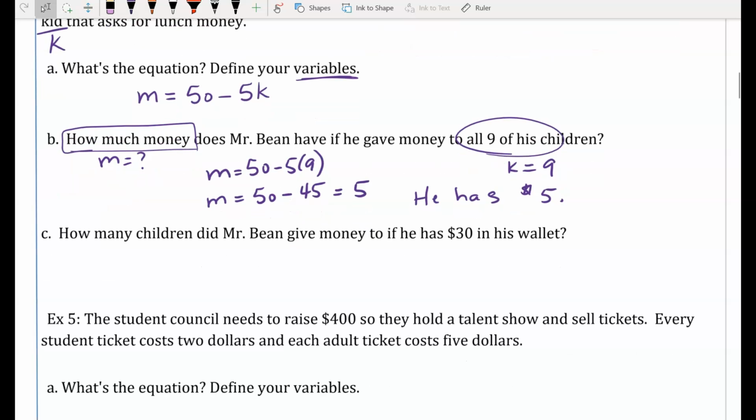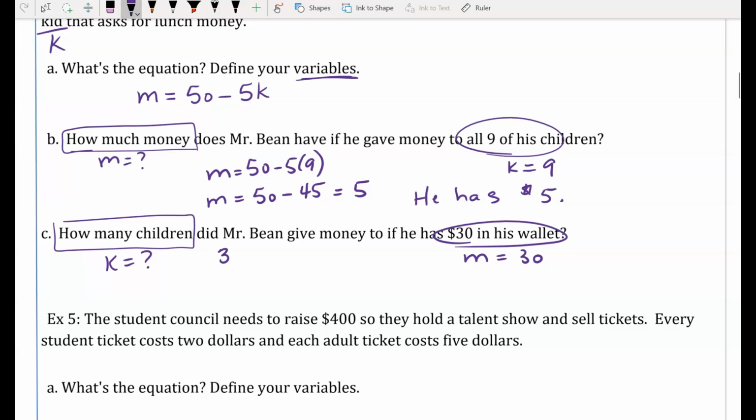Look at part C. This time we want to know how many children, so we're looking for a value of K. How many children did Mr. Bean give money to if he has $30 left in his wallet? So that's an M value. M is equal to 30. So we're going to substitute into our equation again. This time 30 takes the place of M, and 50 minus 5K completes our equation.